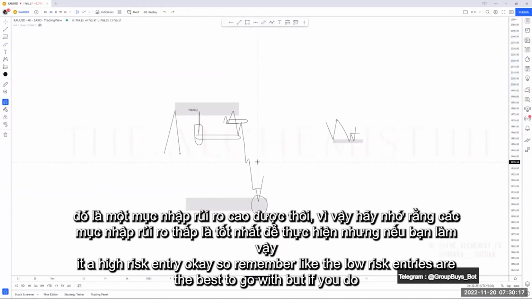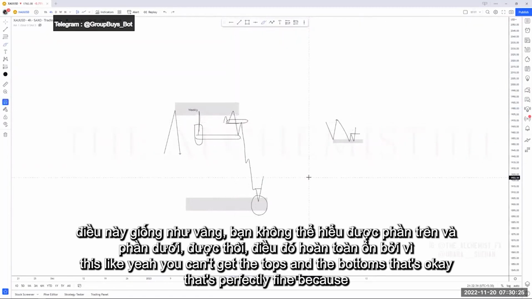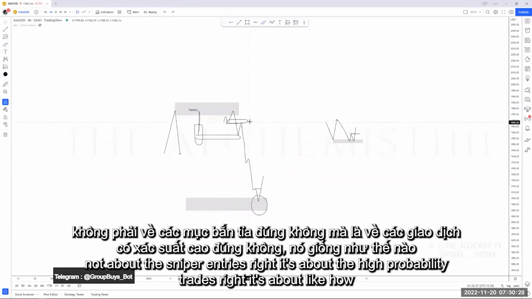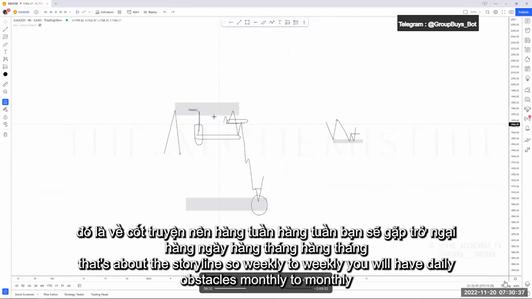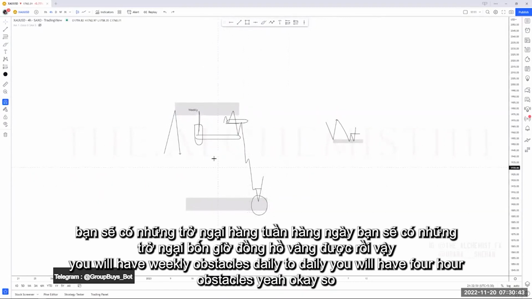So remember, the low risk entries are the best to go with. But if you do this, you can't get the tops and the bottoms. That's perfectly fine, because it's not about the sniper entries, right? It's about the high probability trades. It's about how much your win rate is. So if you do this, it will increase your win rate a lot. So that's about the storyline. So weekly to weekly, you will have daily obstacles. Monthly to monthly, you will have weekly obstacles. Daily to daily, you will have 4-hour obstacles.